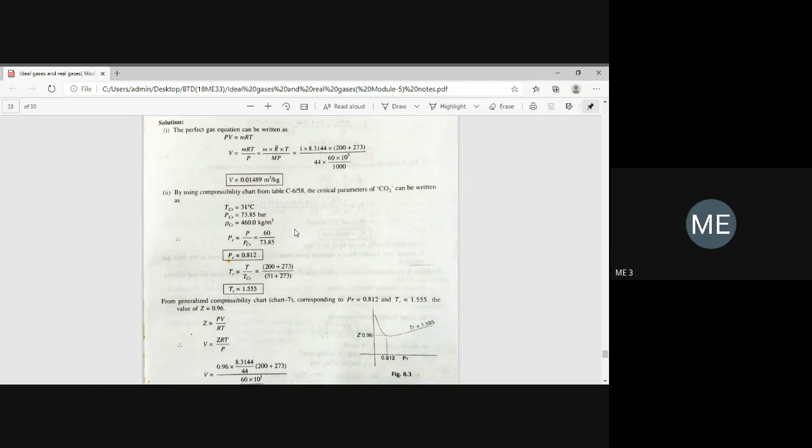To find the critical parameters, you have to refer to table C6. There are about three to four columns on the right. For a particular gas, we find the critical temperature, critical pressure, critical density, etc. So go to the carbon dioxide gas row and write the values. Critical temperature is 31 degrees Celsius. Critical pressure is 73.85 bar. Critical density is 460 kg per meter cube.